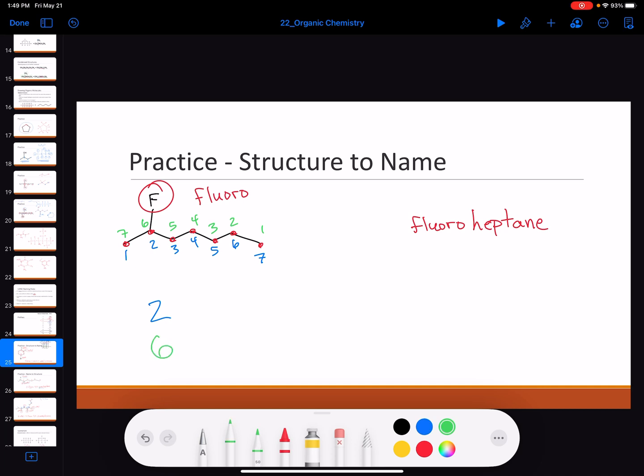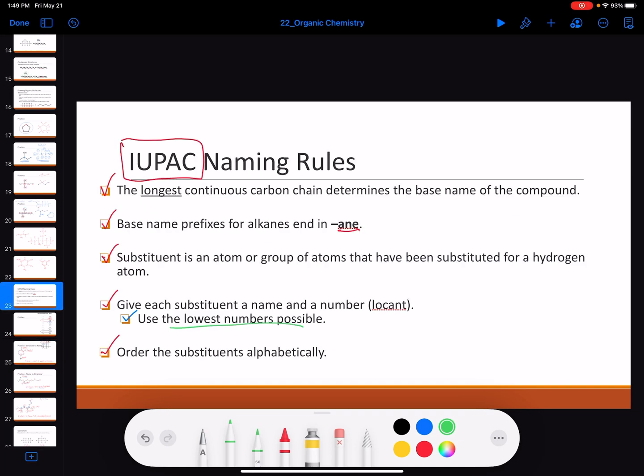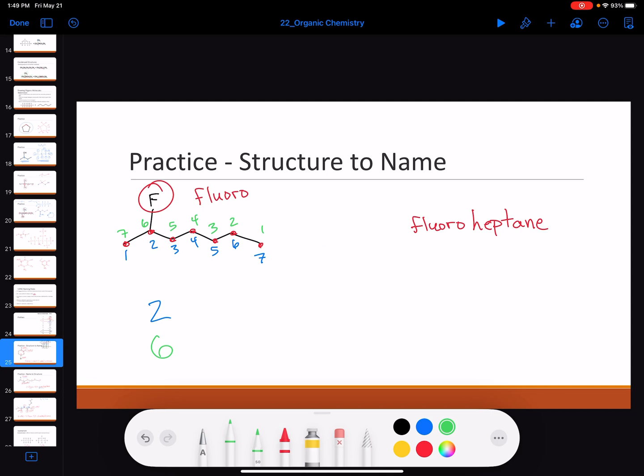Okay. And remember that we always want the lowest numbers possible. Okay. So it's kind of like, imagine that you have to pay for every number you use. I'd rather pay $2 than $6, right? So that means I'm going to go with the blue numbering system and not the green numbering system. So I'm going to go ahead and call this 2-fluoroheptane. Okay, so 2-fluoroheptane would be the name. Okay, so let's try another one.